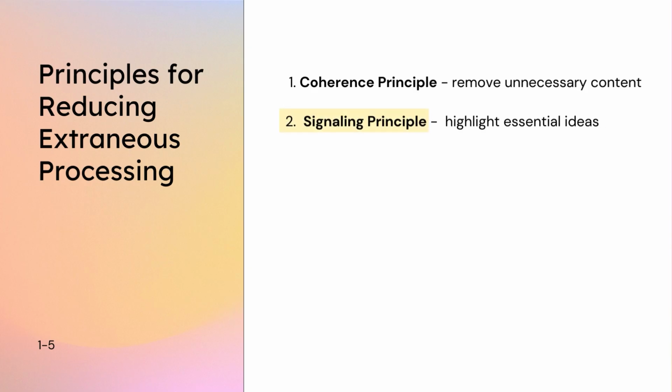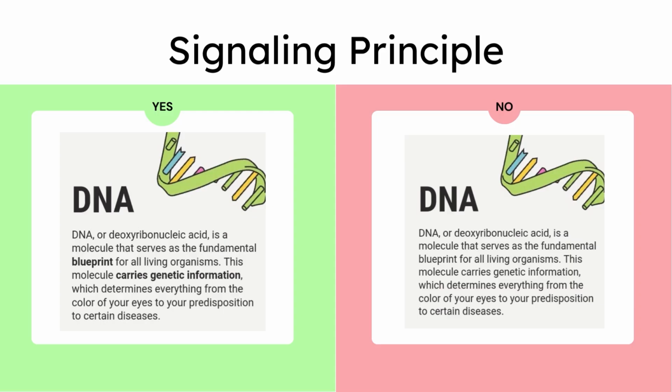The signaling principle emphasizes the importance of guiding learners' attention to the key elements of your content. You can achieve this by using visual cues like arrows, bold text, or highlights that direct attention to important information. However, be mindful not to overload your design with too many signals, as this can be overwhelming. Ensure the cues are clear and easy to notice, making the learning process smoother.